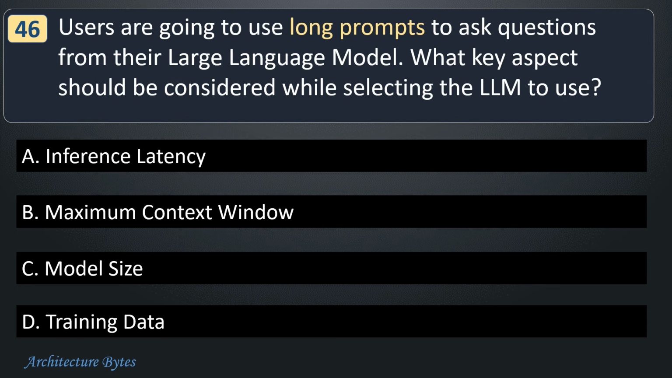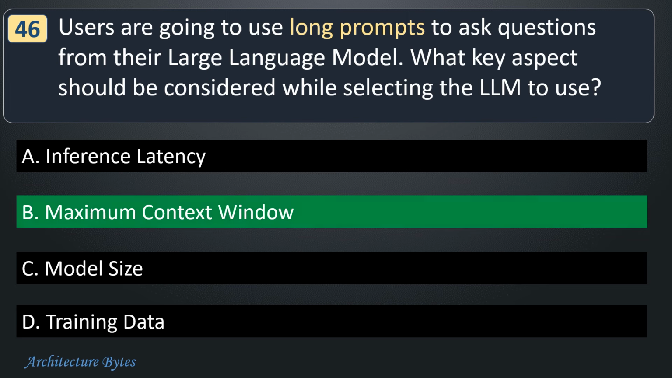Users are going to use long prompts to ask questions from their large language model. What key aspects should be considered while selecting the LLM to use? Option A, inference latency. B, maximum context window. C, model size. Or D, training data.